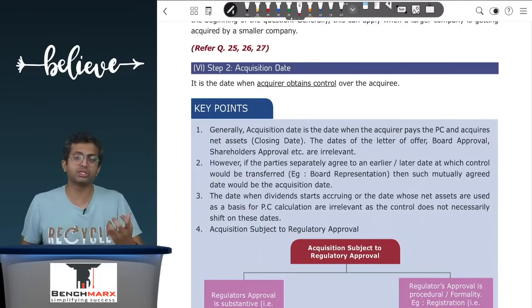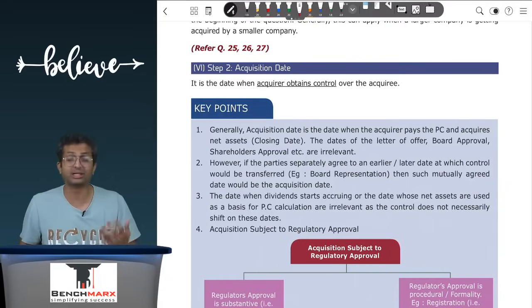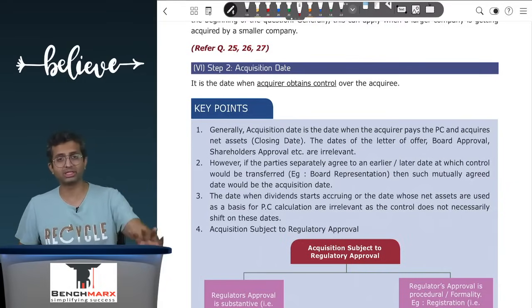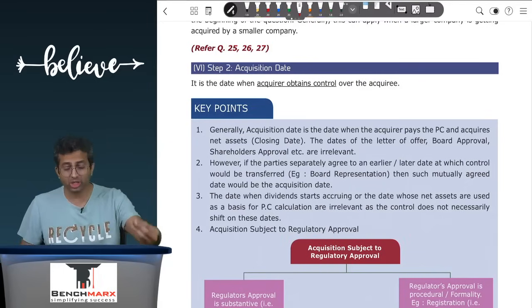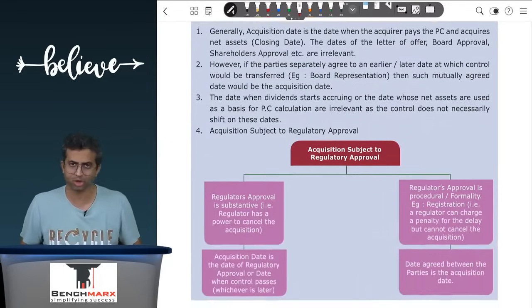Sometimes the acquisition is subject to a regulatory approval, in which case we have to see whether the regulatory approval is substantive in nature, that is, can it make or break the merger, or is it just a mere registration or formality. In case the regulatory approval is substantive, then the acquisition date can be only on or after the date when the regulatory approval is obtained, not before that.